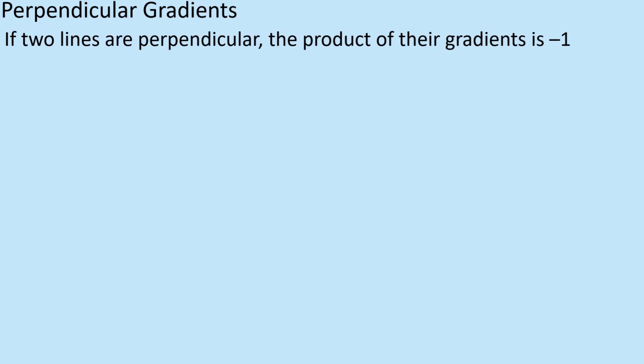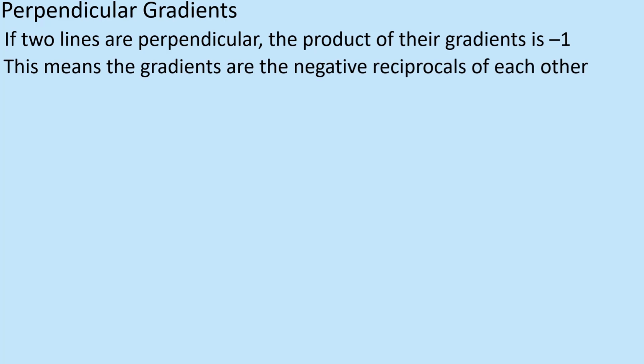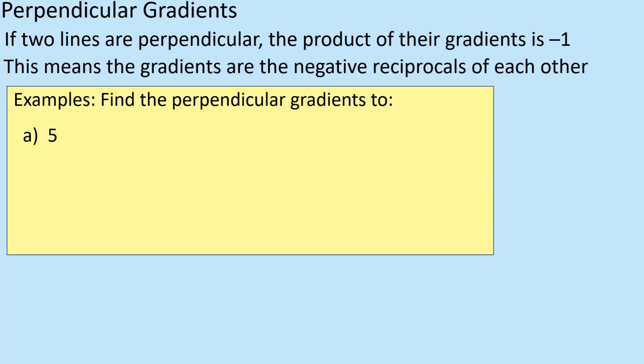There's a very straightforward concept you can learn in relation to this: the gradients of two perpendicular lines, when I multiply them together, give me -1. This means the gradients are the negative reciprocal of each other. That's a bit of a mouthful, but it's quite a straightforward concept to take on board.